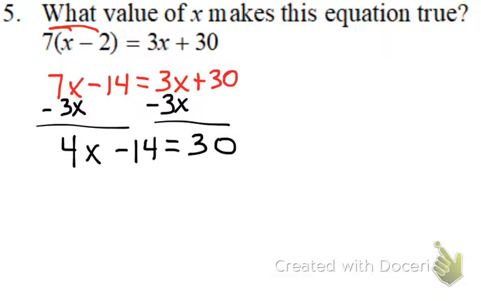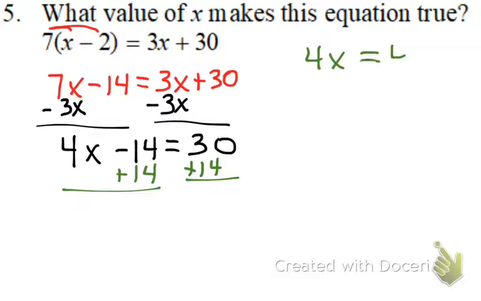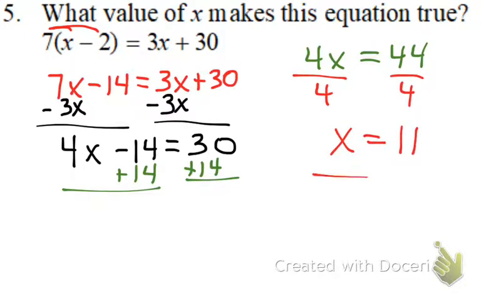Alright, so after distributing, you have 4x minus 14 equals 30. To get rid of the minus 14, add 14 to each side. And so we have 4x equals 44. And then to get rid of multiplying by 4, divide by 4. And you get x equal to 11. You can check this by plugging it back in, making sure both sides come out to the same amount.